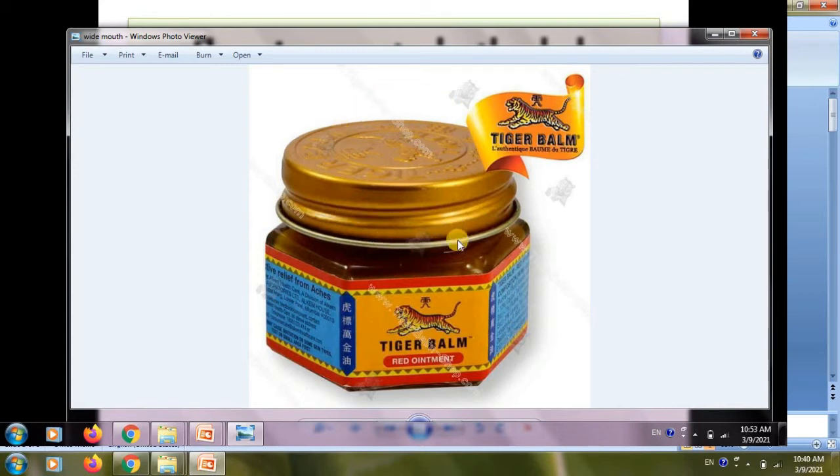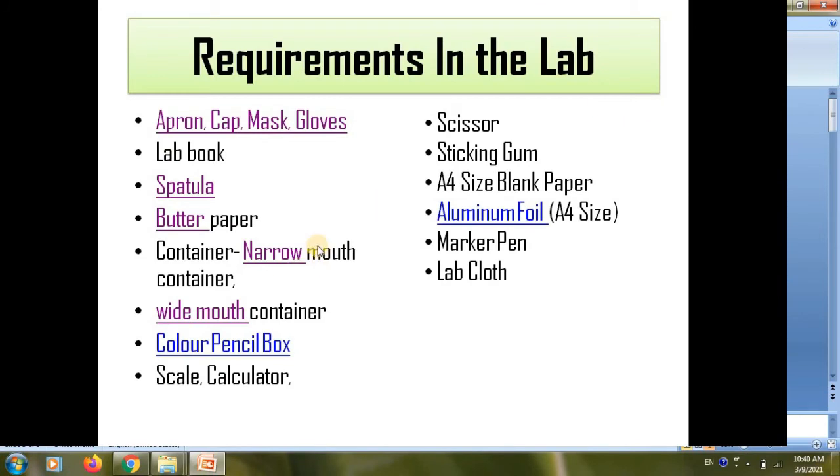So these are the wide mouth containers. You have to get at least 1 wide mouth container for each student. You can use a reused container as well. So these are the wide mouth containers.